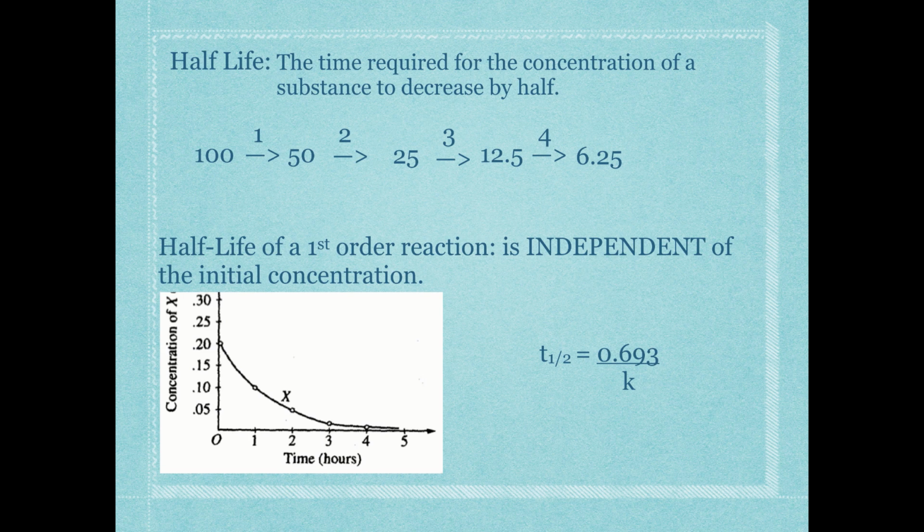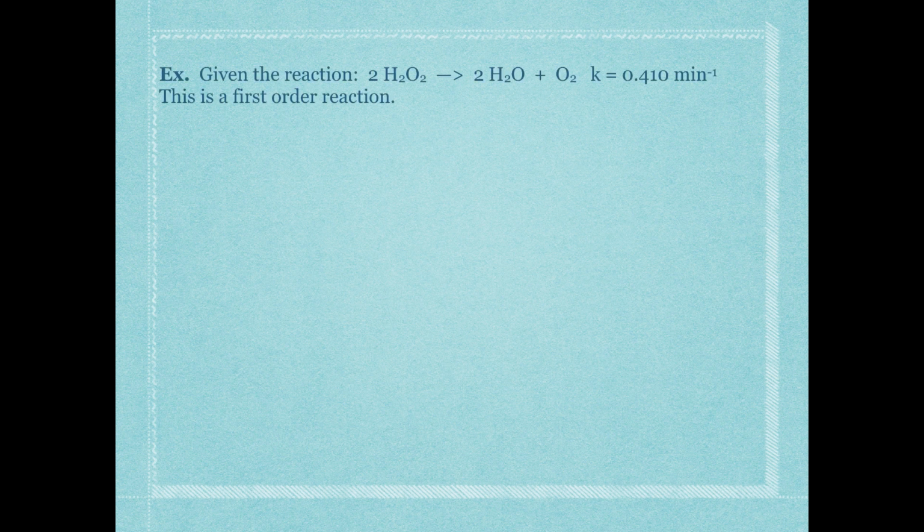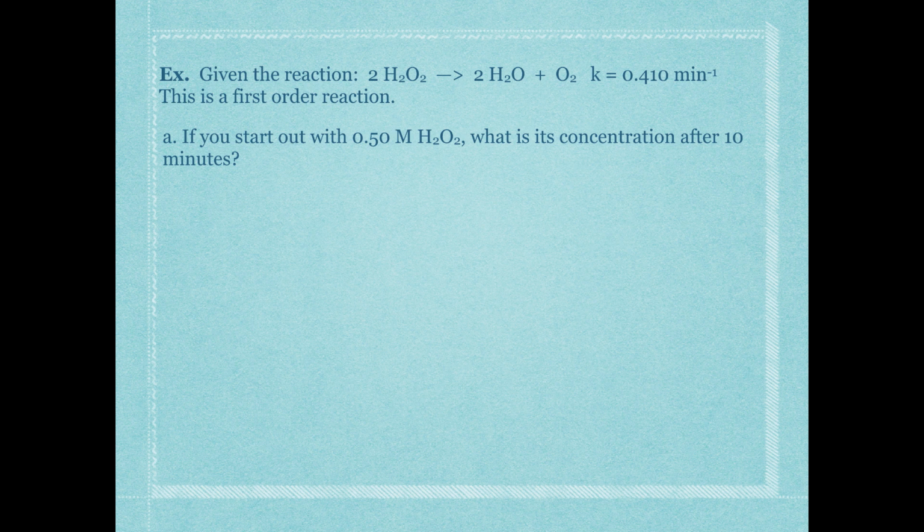All right, so let's actually look at an example problem in which we use the equation that we just looked at, the ln of AT equals negative KT plus ln of A naught. So it gives you this reaction and it tells me my rate constant is 0.410 minutes to the negative 1. And it tells me it's a first order reaction. So what that tells me is that I'm going to be using my ln equation. So for A, it says if you start out with 0.50 molar H2O2, what is the concentration after 10 minutes?